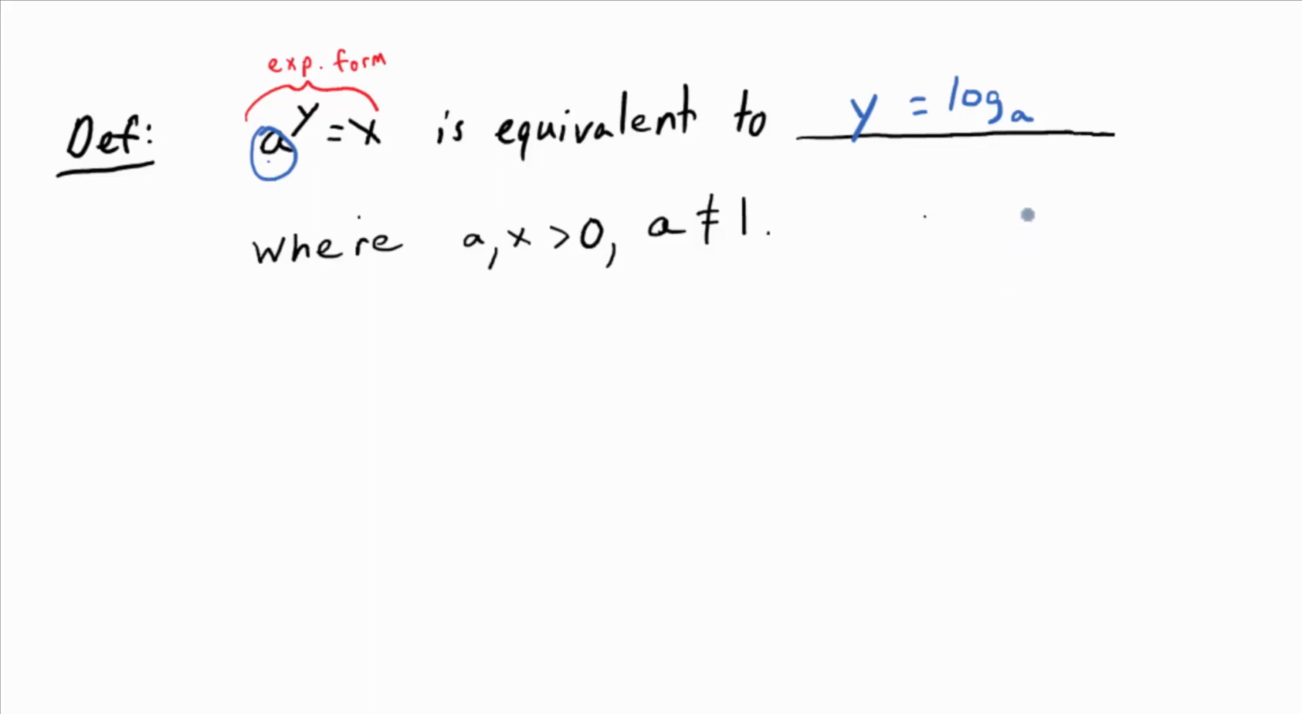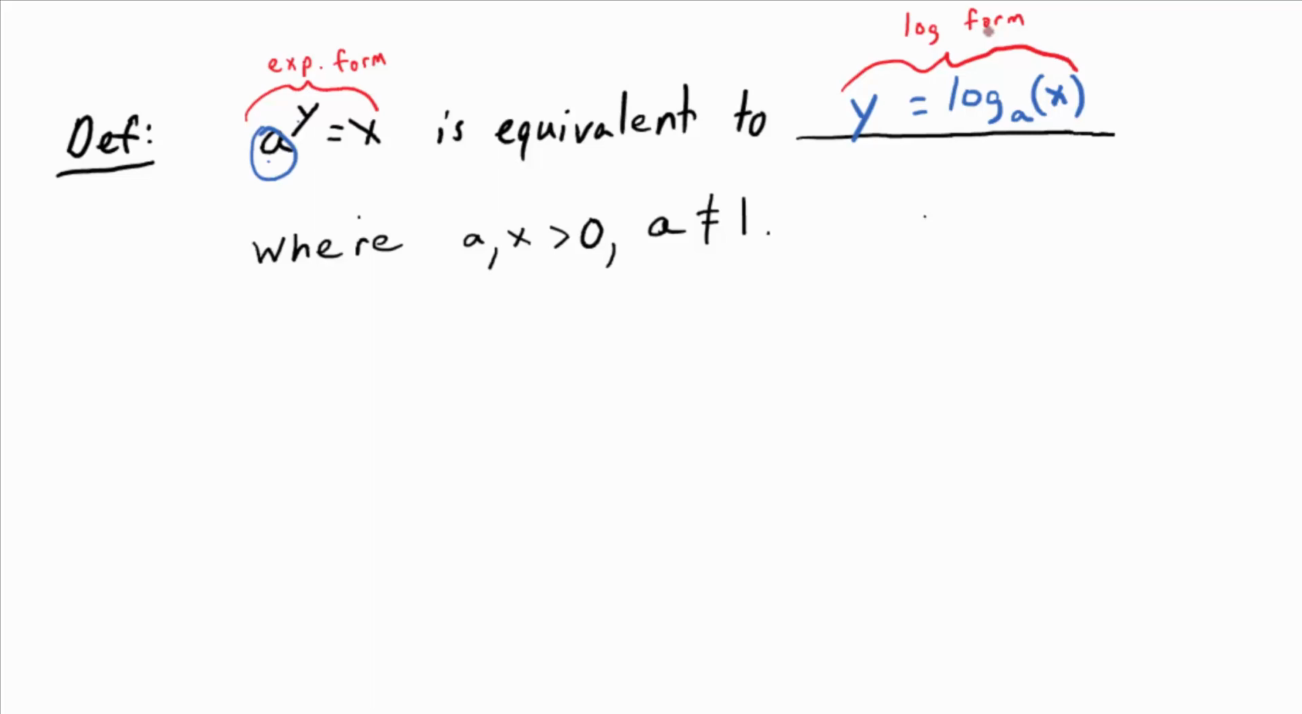And then what's the only thing left? X. So x becomes the input of the logarithm, if you think of the logarithm as a function, which we are going to do. You can put parentheses here if you want, but they're optional. So y equals log base a of x is equivalent to a to the y equals x. So y equals log base a of x is the logarithmic form. And what you need to be good at is converting between exponential form and logarithmic form.